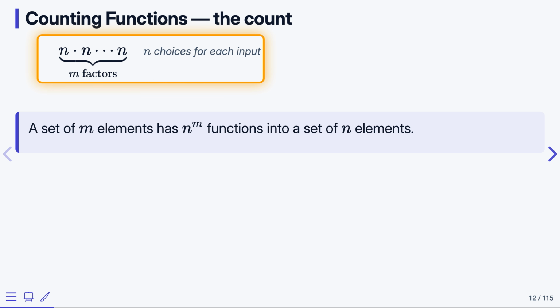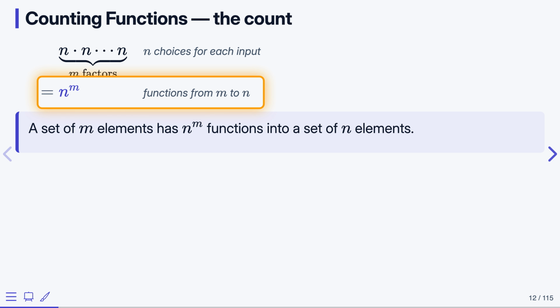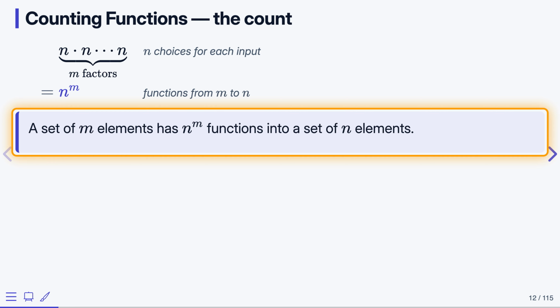This is the working, line 1. By the product rule, we multiply n by itself once for each input, that is m factors of n. Line 2, m factors of n is n to the power m. So a set with m elements has n to the power m functions into a set with n elements. Notice the small letters. The size of the target set is the base, and the size of the source set is the exponent. A lot of people swap these two, so say it slowly to yourself.